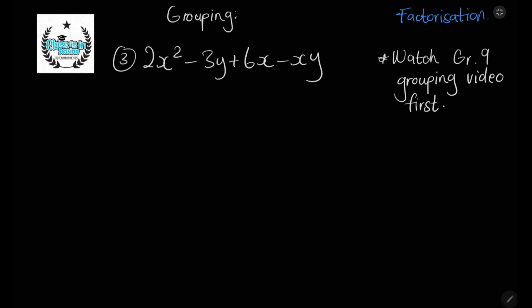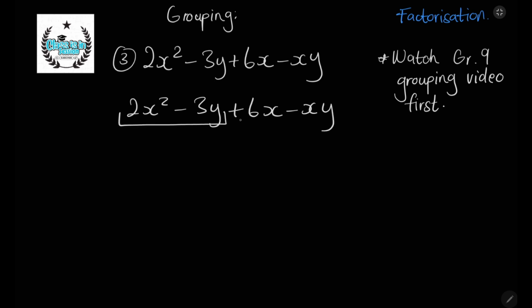Let's try number 3, 2x squared minus 3y plus 6x minus xy. Guys, grouping only works when you can take out a highest common factor from both pairs. If you cannot, then you cannot factorize using grouping. Let's try this example. It's 2x squared minus 3y plus 6x minus xy.